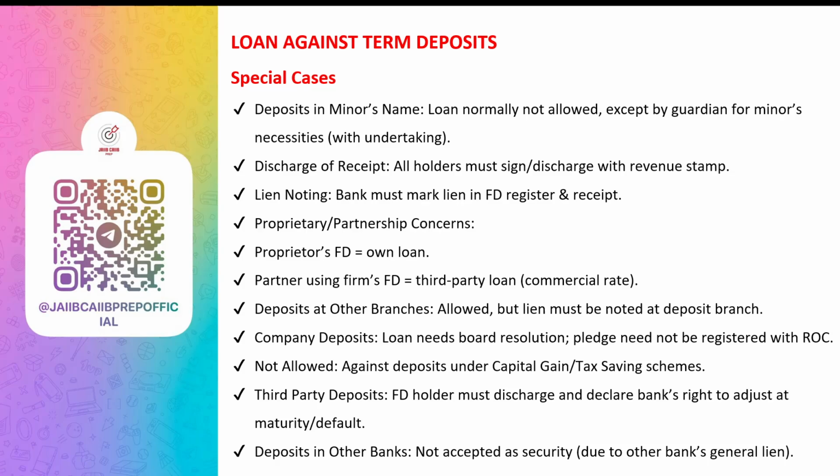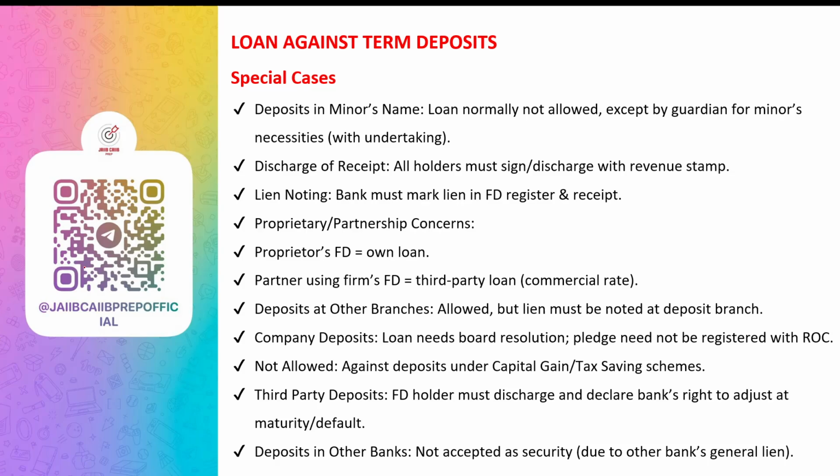Discharge of receipts. The bank obtains duly discharged deposit receipts from the depositors. If multiple holders are there, all must discharge and execute the loan document. If some holders cannot sign, an authorization letter from them is required, and the bank also obtains a letter of appropriation authorizing adjustment of deposit maturity proceeds against the loan.